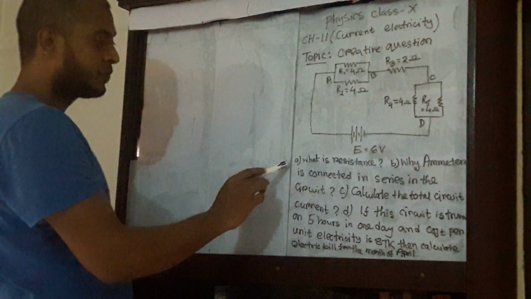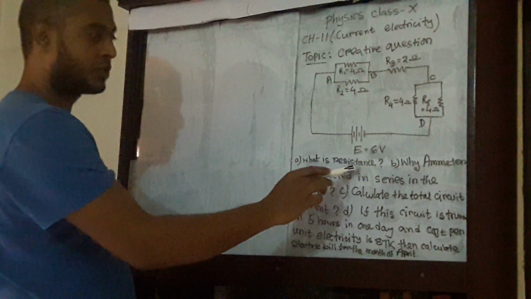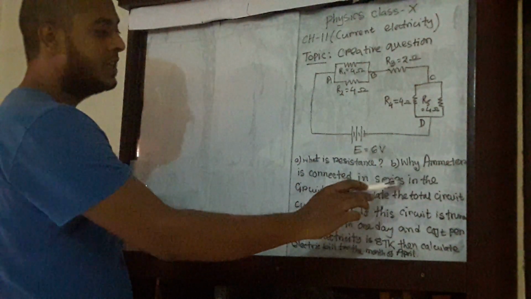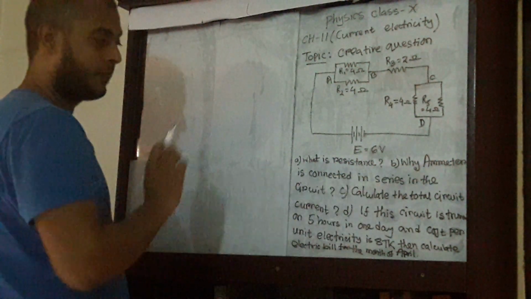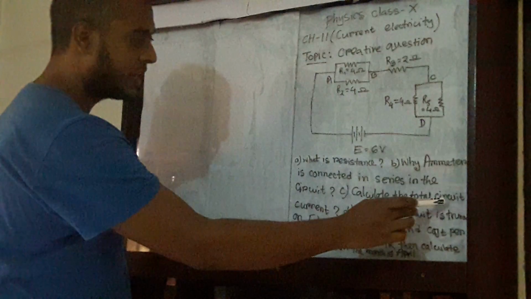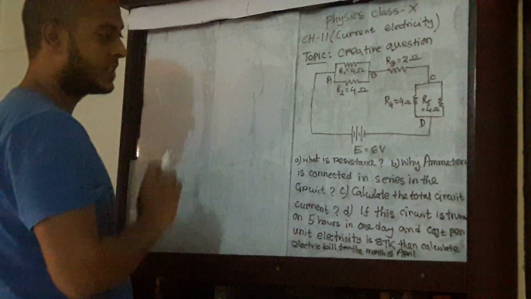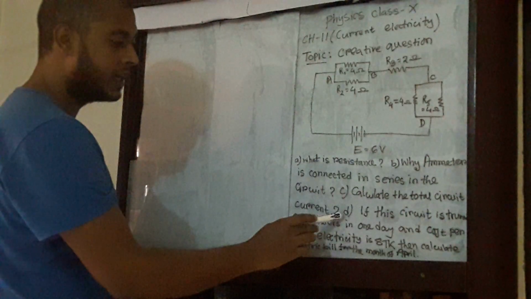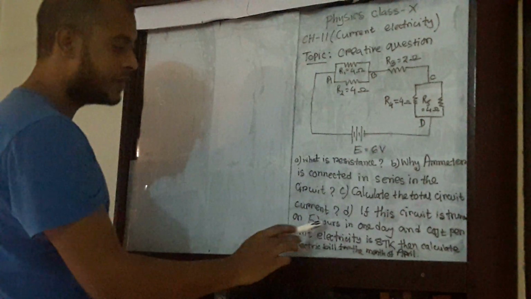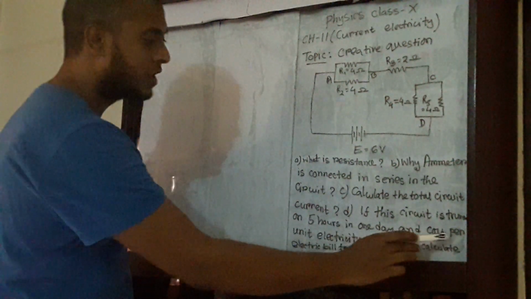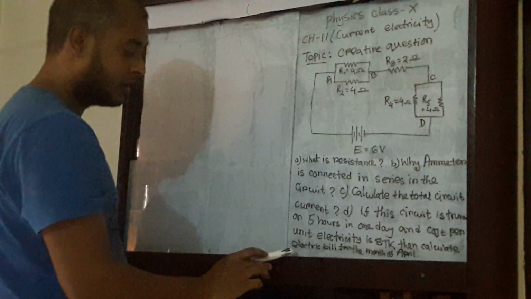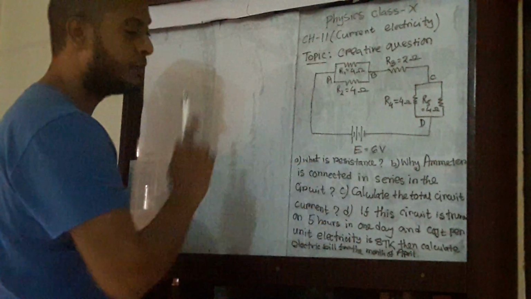Question number A, what is called resistance? Question number B, why is an ammeter connected in series connection with the circuit? Question number C, calculate the total current of the circuit. Question number D, if this circuit is turned on 5 hours in one day and the cost per 1 unit of electricity is 8 taka, then calculate the total electric bill for the month of April.